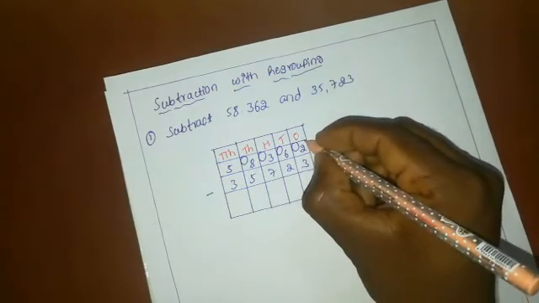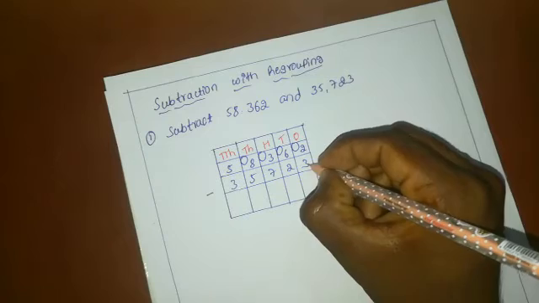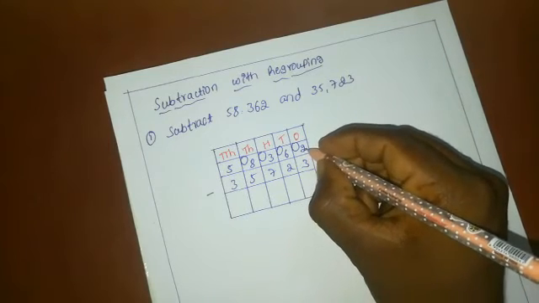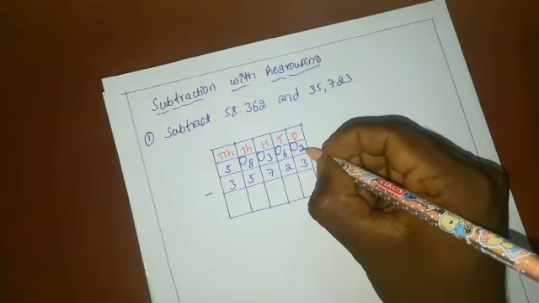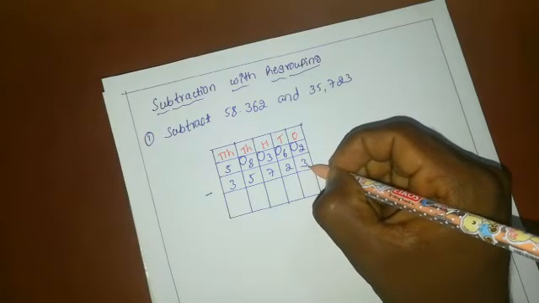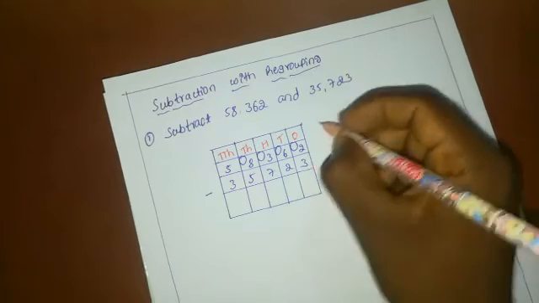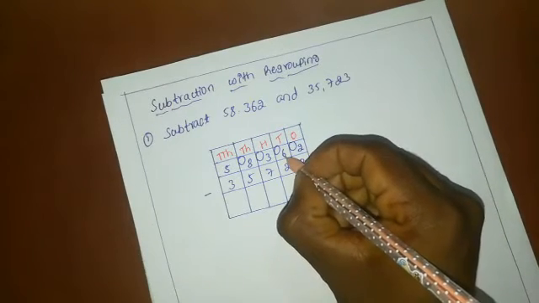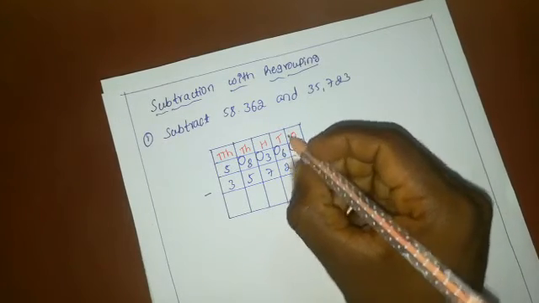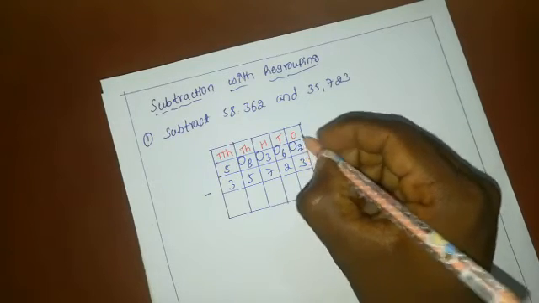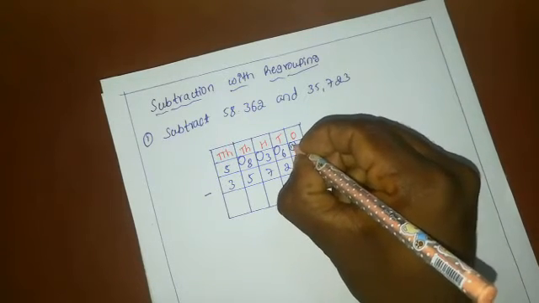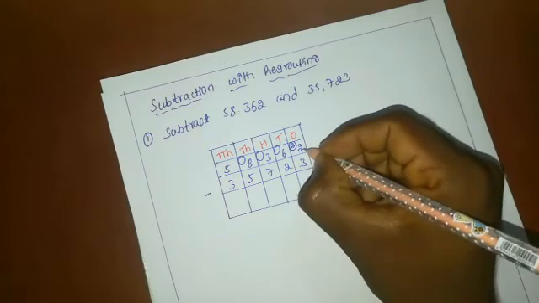At the ones place we have 2 and 3. 3 subtract from 2. We cannot subtract 3 from 2 because 2 is less than 3. So then what do we do? We have to take a borrow from the tens column. When we take one borrow from the tens column, it becomes a 12.